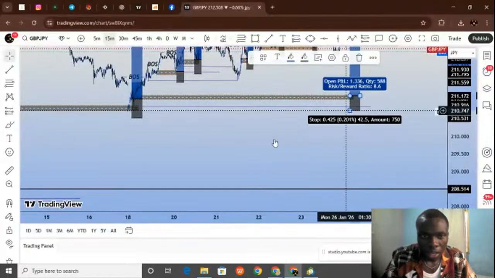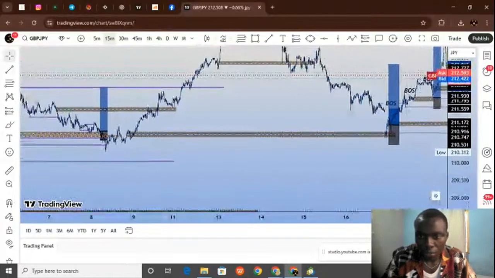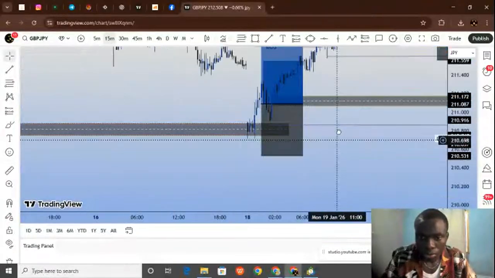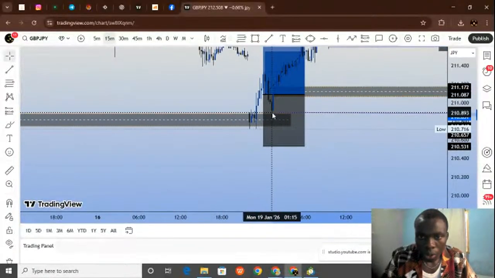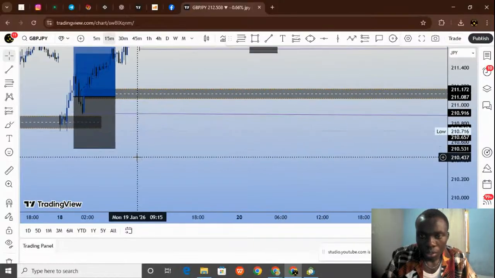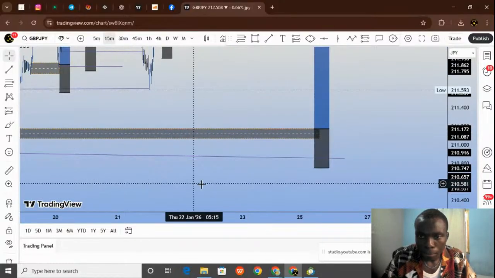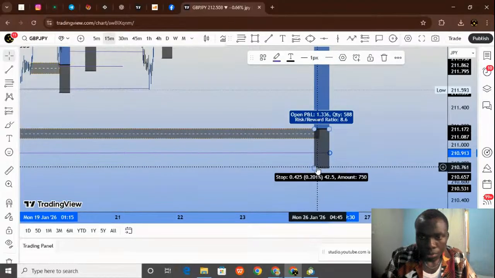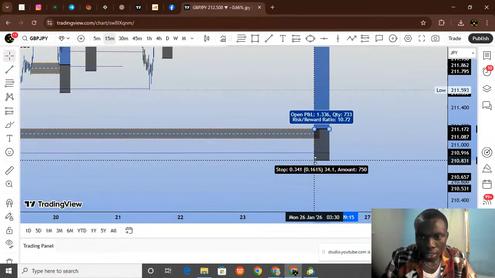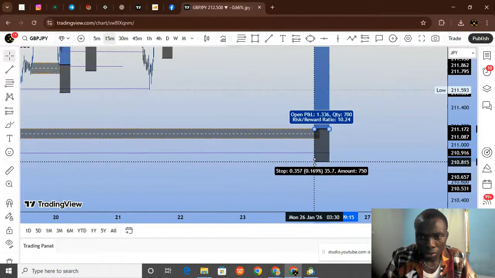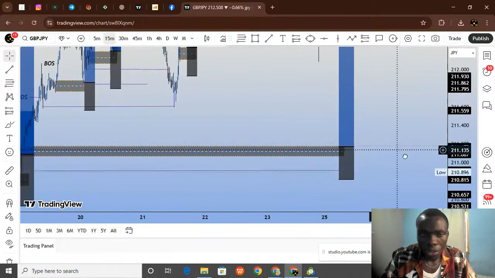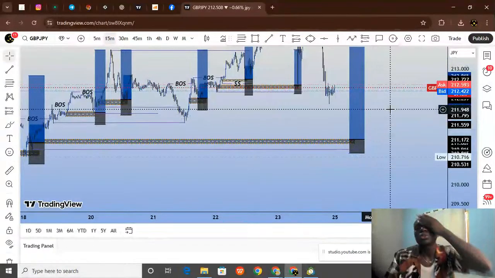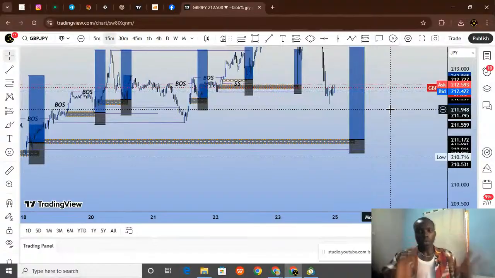So for the protected low, let's give it some breathing space. 65, I guess it's too much. So we are using it as a protected low. At least 35 should be enough. So this is what I'm waiting for. And if we can get this trade, this is 1 to 10 for the week and we are done.